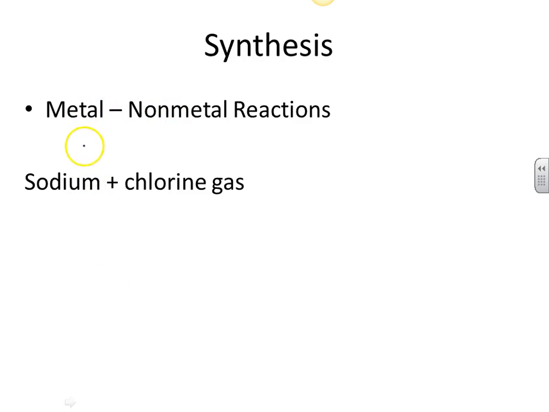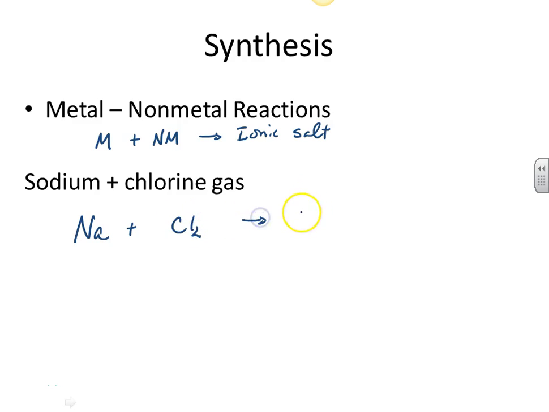Metal-nonmetal reaction. So metal plus a nonmetal yields an ionic salt. The metal is going to be the positive, the nonmetal is going to be the negative portion of that. So if we have something like sodium plus chlorine gas, that's going to yield NaCl, salt. And we would have a 2 to balance the chlorine, and we need a 2 in front of the sodium.